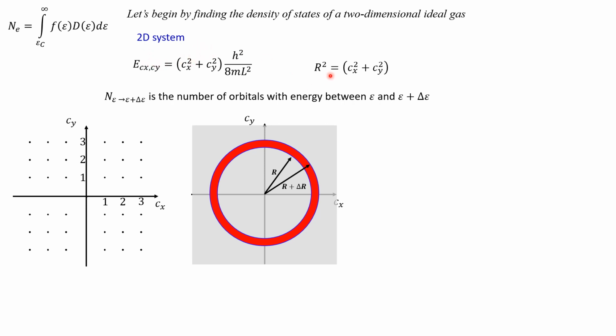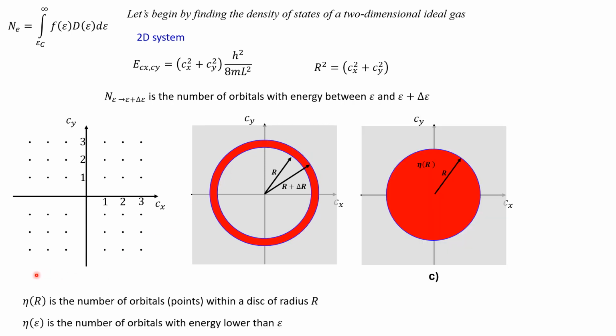Likewise, if we draw a radius which is a little bit longer than the initial radius, we're going to be identifying the orbitals with energy epsilon plus delta epsilon. So all orbitals with energy between epsilon, so with energy here, and energy epsilon plus delta epsilon, with energy here, will fall inside this ring. So our job is reduced to finding how many orbitals are inside this ring.